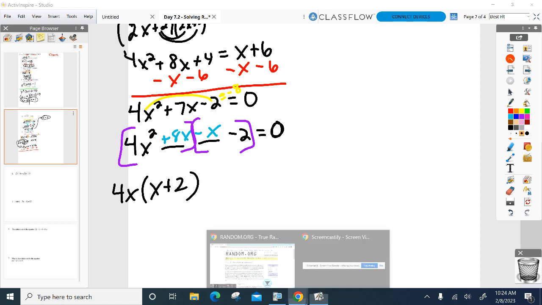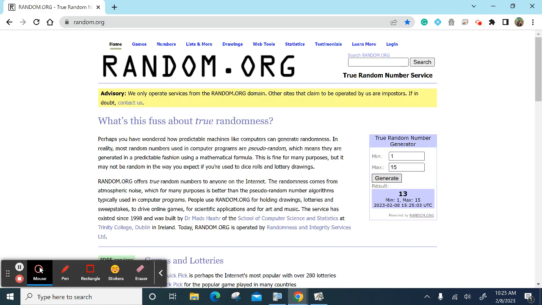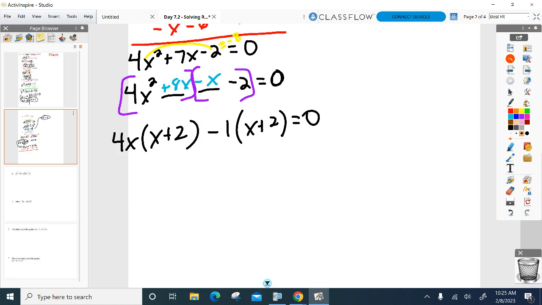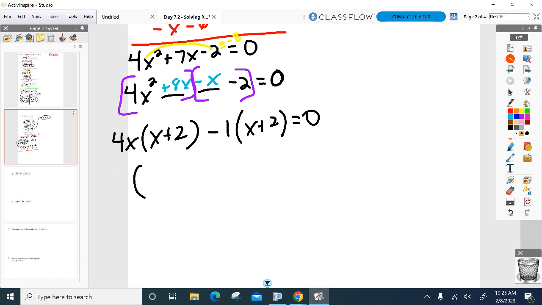All right, what am I taking out of the next one? What can I take out of the next one so I'm left with an x plus 2? -1. What are you left with? x plus 2. Yep. All right, finish grouping for me now. We're not done grouping. Finish it now. What's in one parenthesis? 4x minus 1. And then x plus 2. Good. All right, long one.